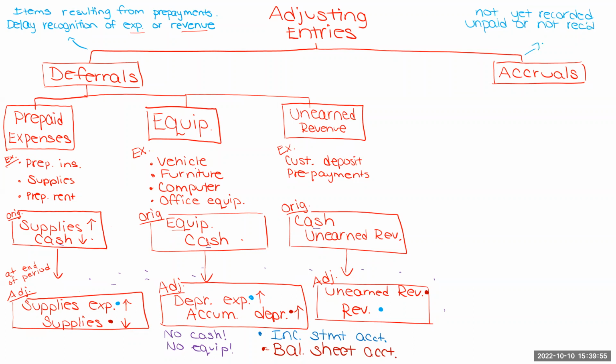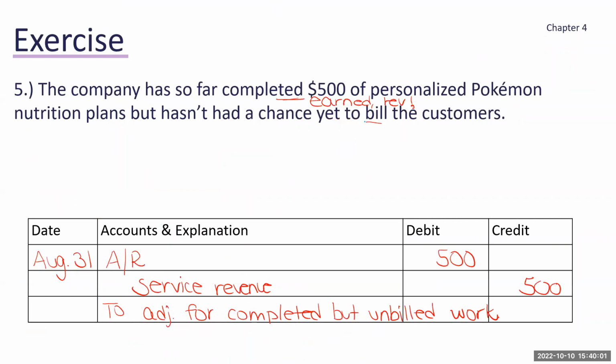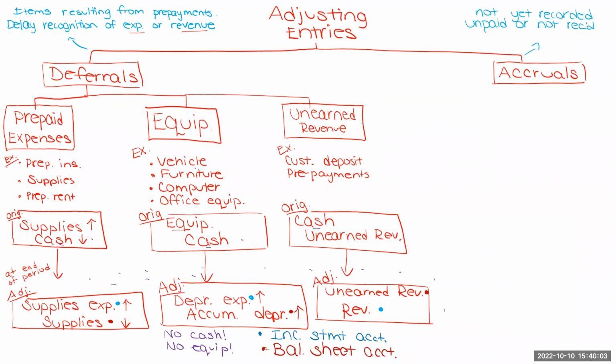If you think back to the example we did previously, unpaid, unbilled, we haven't billed it yet. So these are things that we have not either paid, in the case of wages, or not received, like customer payments. Let's look at the two types of adjustments that you'll see: accrued expenses and accrued revenues.